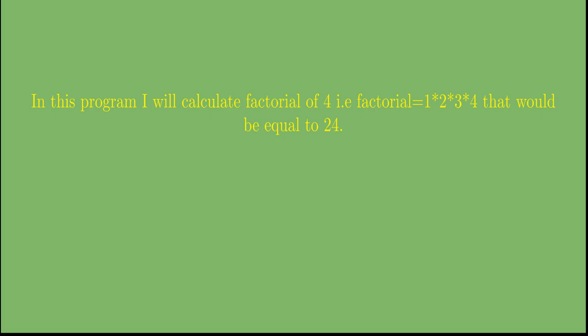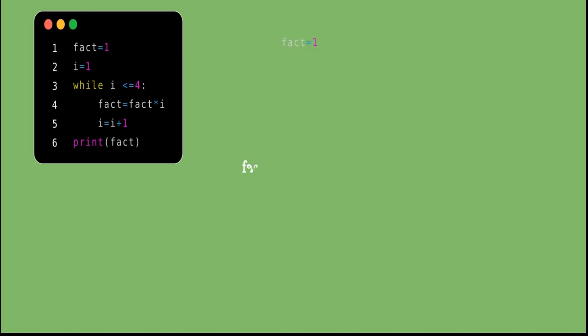In this program, I will calculate factorial of 4, that would be equal to 1 into 2 into 3 into 4, and the value of factorial would be 24. Now if you see the program, the first line is fact is equal to 1. So fact refers to value 1. If you see the second line, i is equal to 1, it means i refers to value 1.